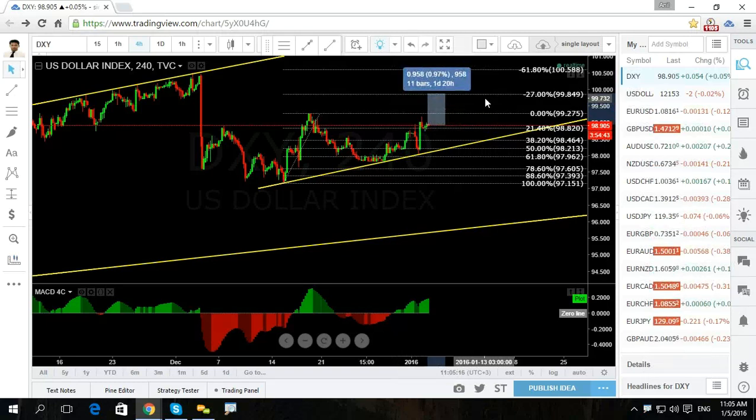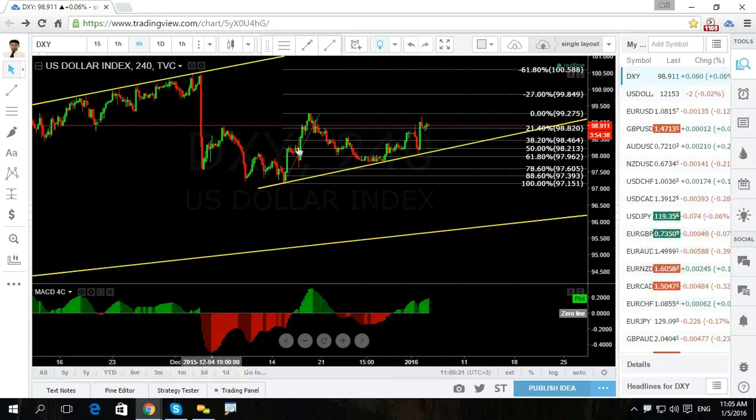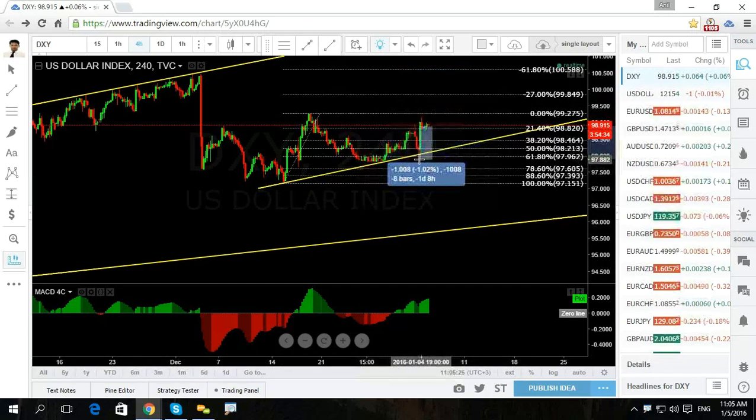That's about actually 95 pips. But here's the deal. You're going to be risking about 100 pips for that 95 pips, and you're trading in a corrective structure. So a one-to-one risk in a corrective structure is not a good trade for me. It's definitely not a good trade for me. So I stay out of a trade like that.